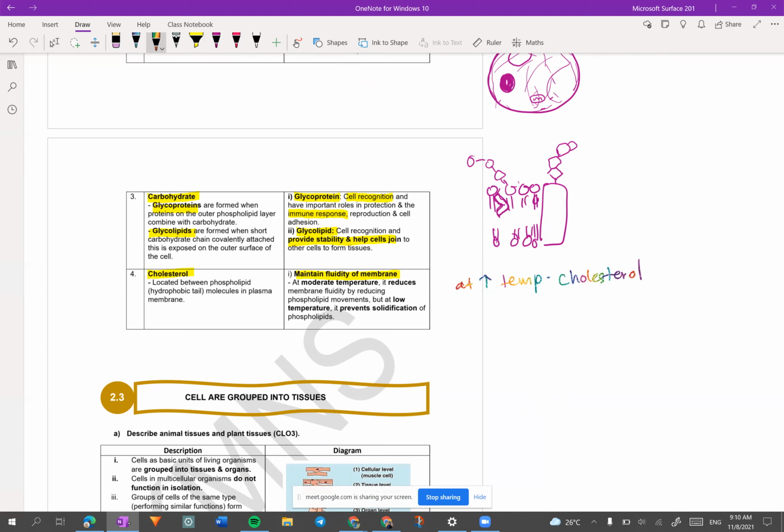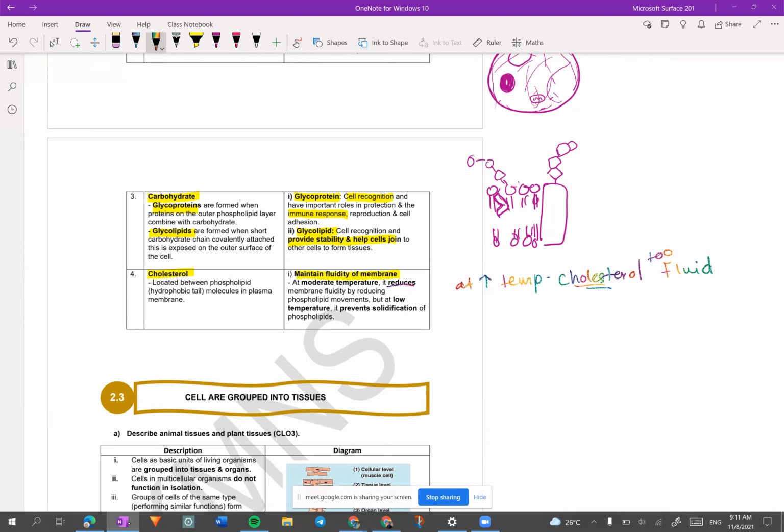Let's imagine you are an ice. Ice tu kalau panas sangat apa jadi? Melt. Okay. Ataupun you bayangkan lemak ais kan, sebab dia fosfolipid, lemak. Kalau kita panaskan, dia akan melt kan. So it will become fluid. So what does cholesterol do? It will maintain pula. Dia akan help untuk dia reduce daripada becoming too fluid.